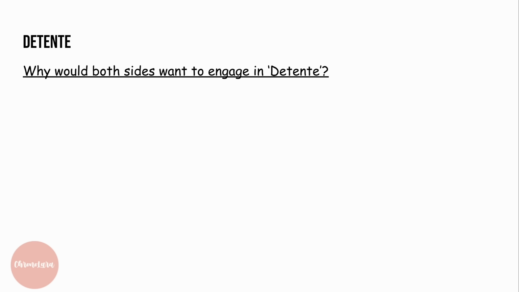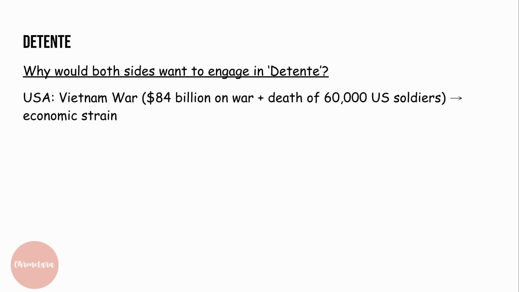Detente. Detente is a French word which basically means just a relaxation of tensions and restoring peace. Now, why would both sides want to engage in detente? The USA are in a very, very expensive war called the Vietnam War. They have spent $84 billion on this war, and there has been a death of 60,000 US soldiers. There's been a huge economic strain and the US are in big debt.